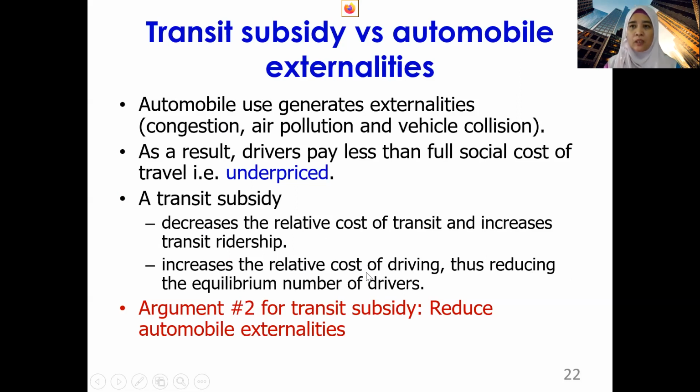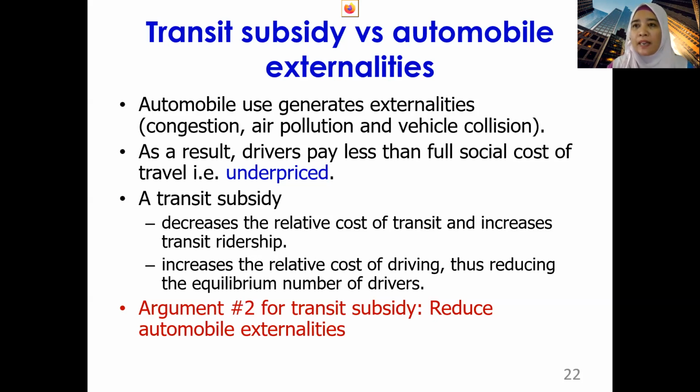When people compare the cost of driving and the cost of taking the transit, this is what is meant by relative. Relative means you compare two things. So when you compare the cost of driving and the cost of taking the mass transit, you will see that the cost of taking the mass transit is lower than driving. So what happens?